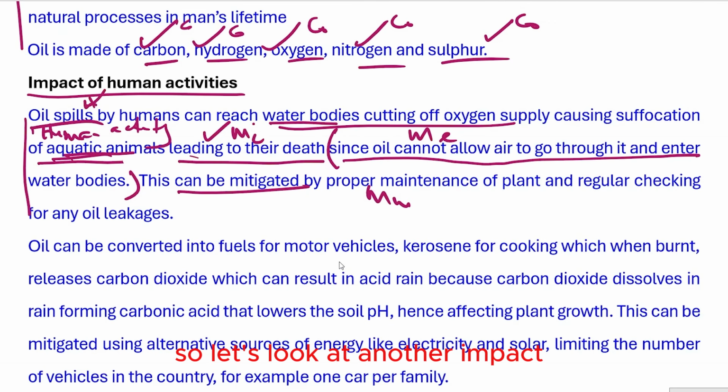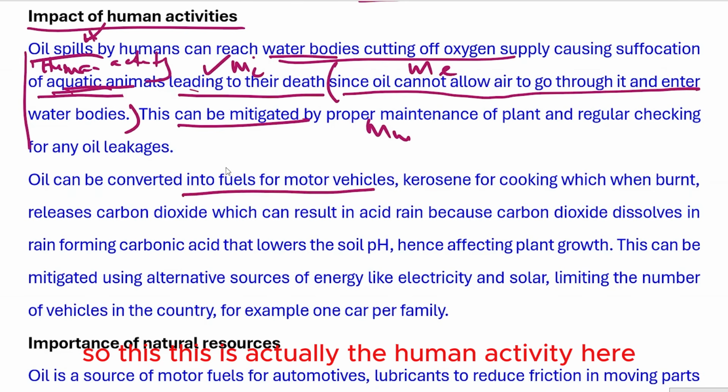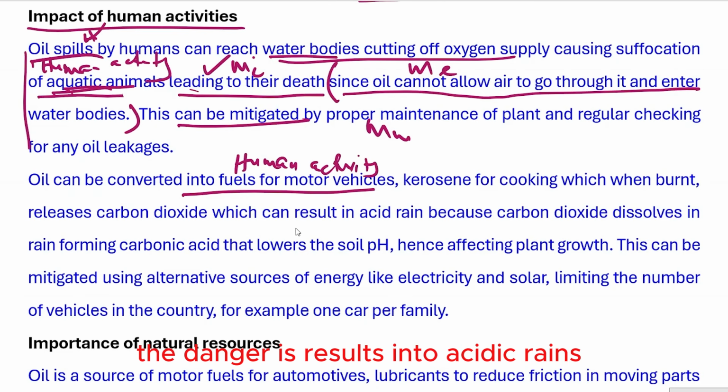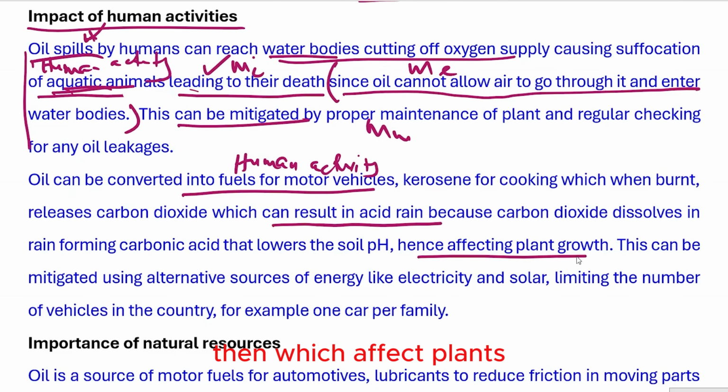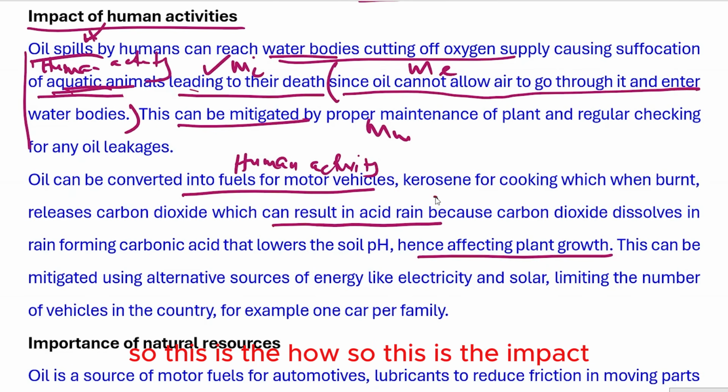So let's look at another impact, but we need only one impact. Oil can be converted into fuels. So this is actually the human activity here. Use of oil as fuels. But then what is the danger? The danger is results into acidic rains, then which affect plants. But what is the chemistry behind acidic rain? So this is the how. So this is the impact.